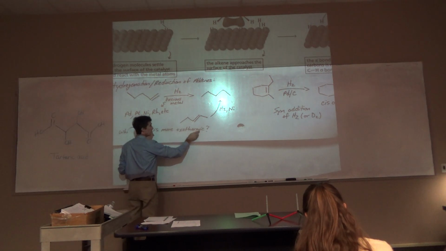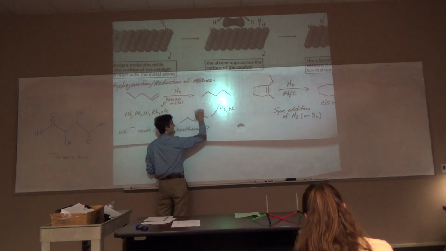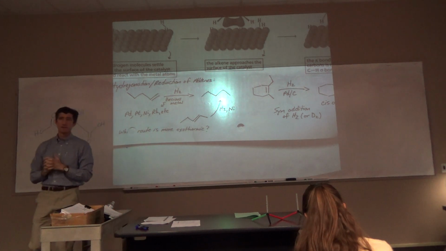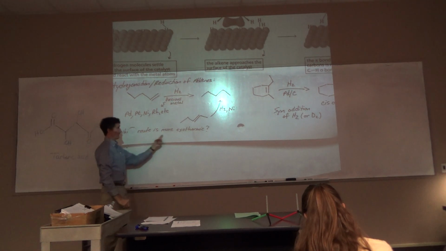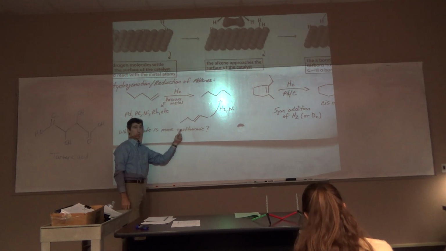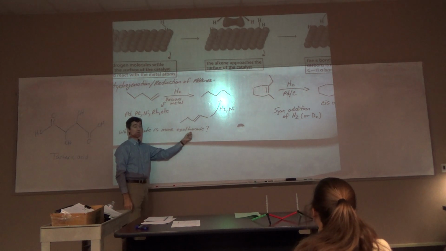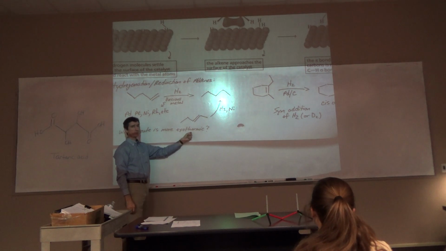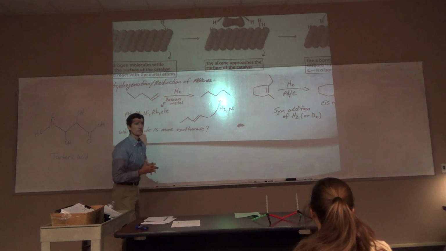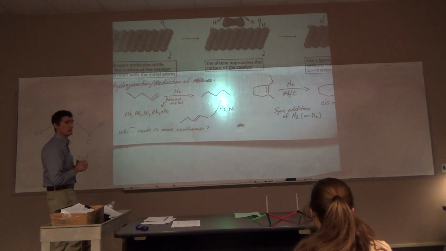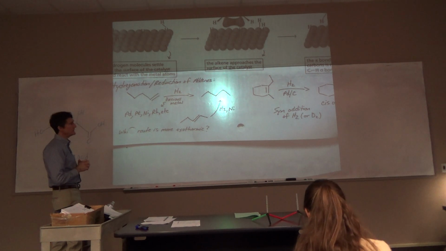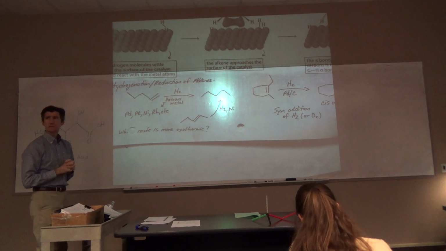Question though, which route is more exothermic? Which route to pentane is more exothermic? Based on my question, I'm telling you that both routes are exothermic. I'm asking you which is more exothermic. First off, does it make sense that this reaction is exothermic? We can pull out our calculator. But how can we tell that from just looking at the reaction that it should be exothermic?